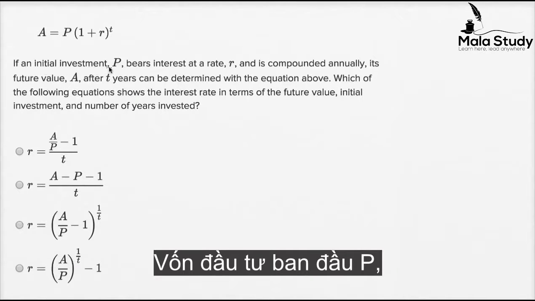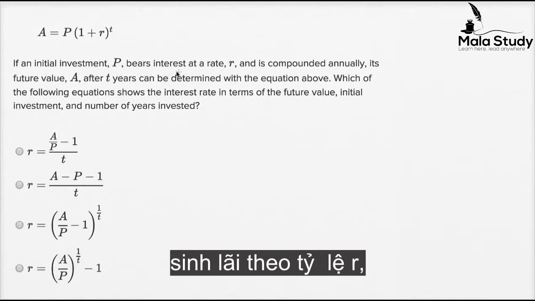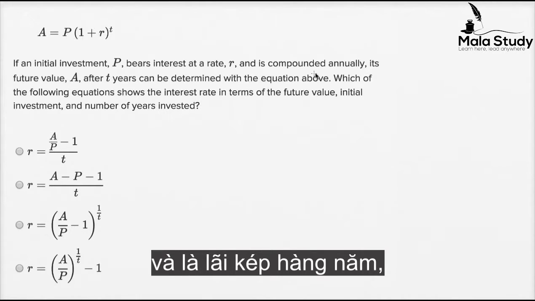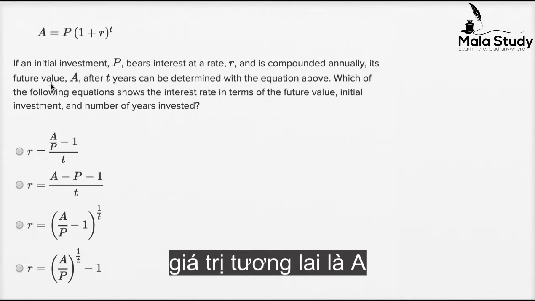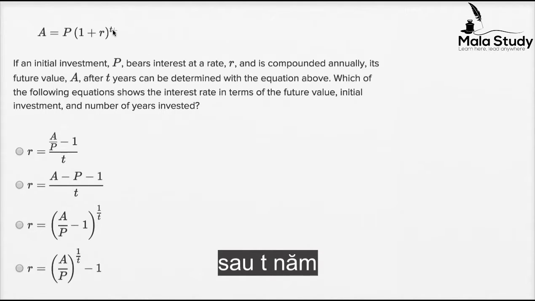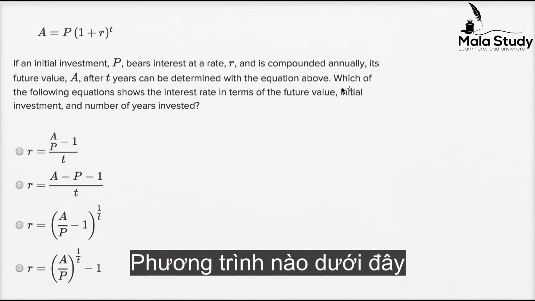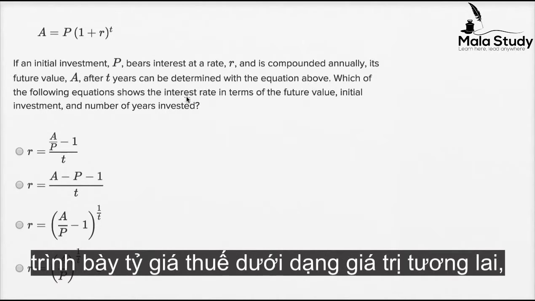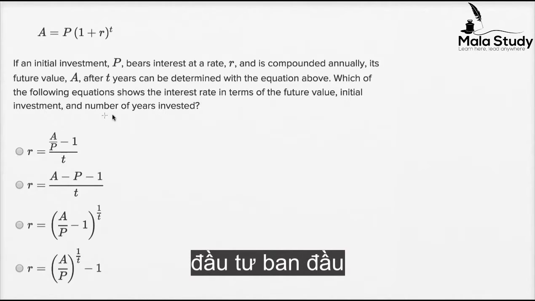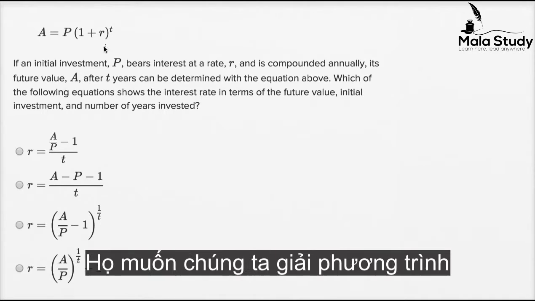If an initial investment P bears interest at a rate R, and is compounded annually, its future value A after T years can be determined with the equation above. Which of the following equations shows the interest rate in terms of the future value, initial investment, and number of years invested? So they really just want us to solve for R.